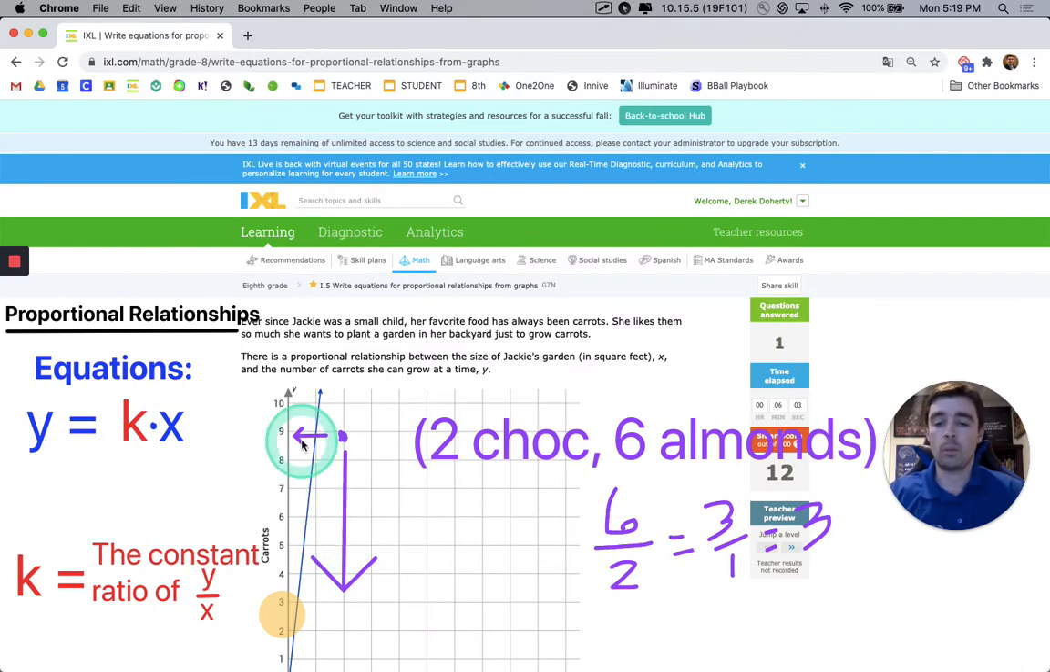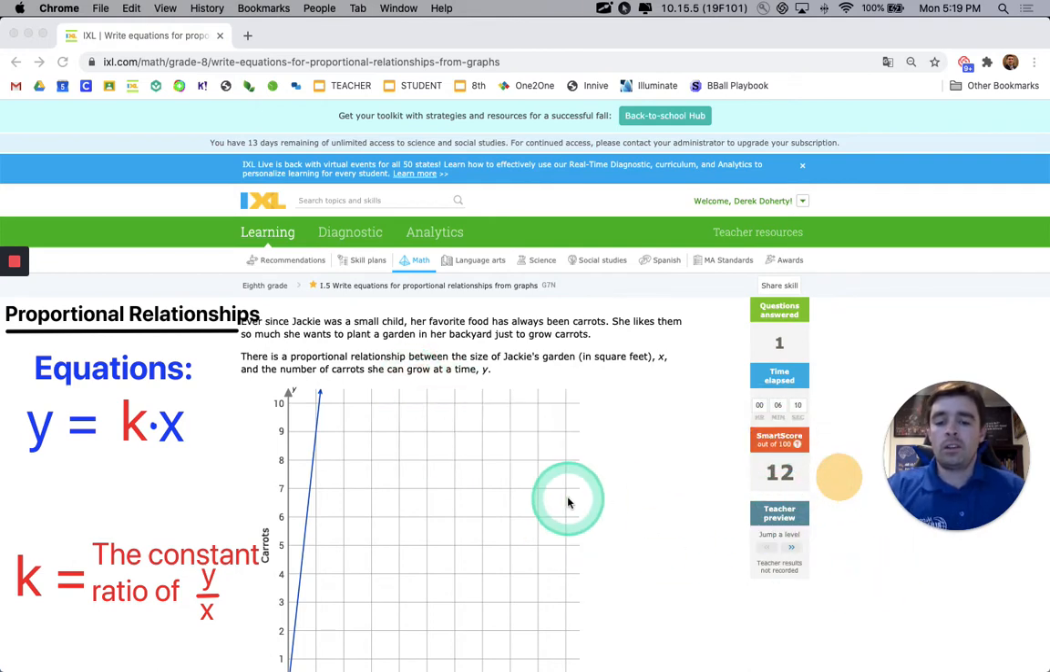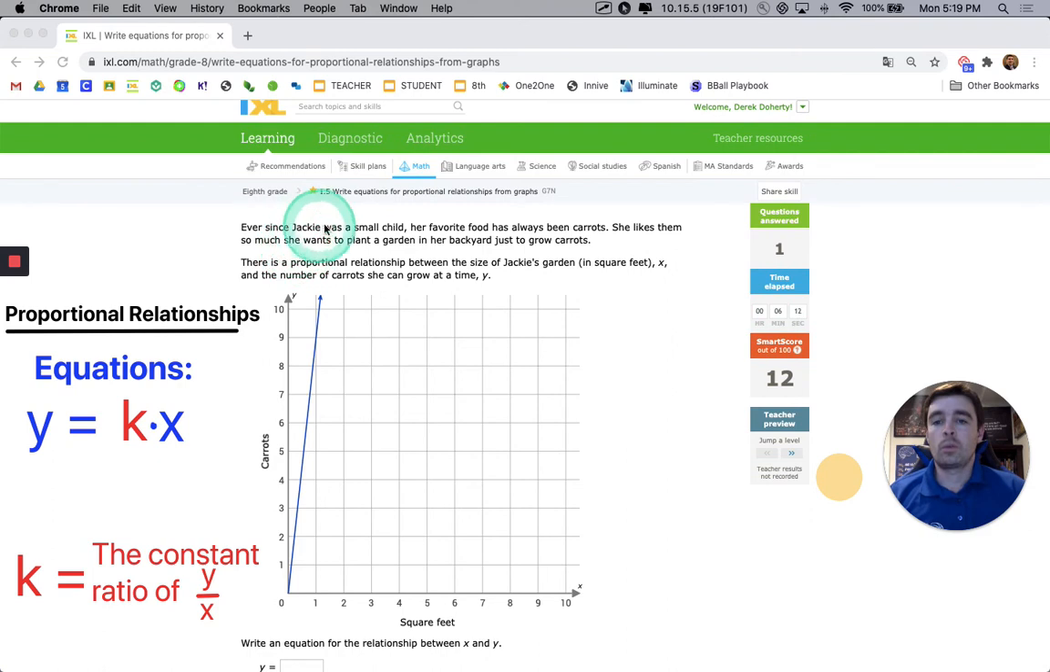We're going to show you one more example. One second to clean the screen up a bit. Great. So for this next example, we're told Jackie's a small child, favorite food is carrots. And there's a proportional relationship between the size of Jackie's garden, the square feet, how big her garden is, and the number of carrots she can grow. And as she grows older, of course, she makes a bigger garden, she can get more carrots. But our big thing here, we need to find this constant ratio of y divided by x.